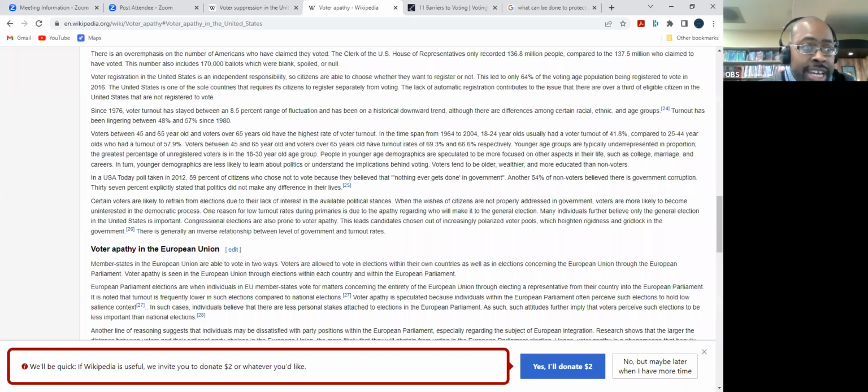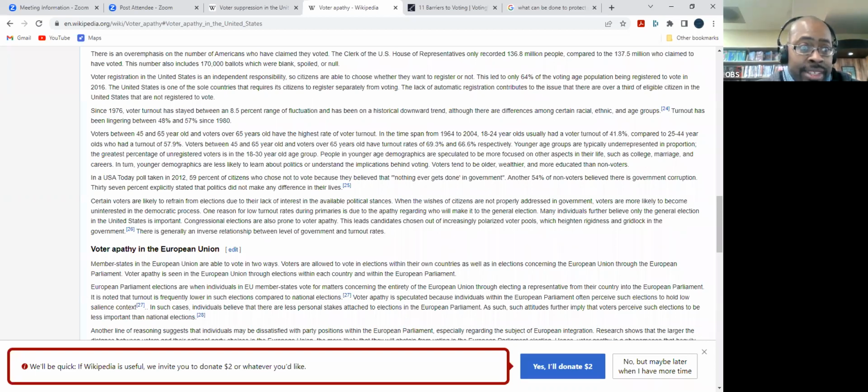In a USA Today poll that was taken in 2012, 59% of citizens who choose not to vote said they did so because they believe that nothing ever gets done in government. That kind of holds true to today, even though this poll was done 10 years ago. We still hear that echo today. Another 54% of non-voters believe that there is government corruption.